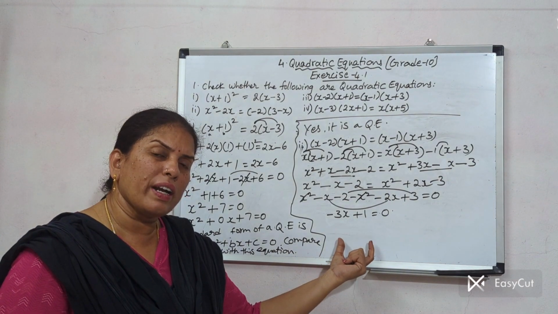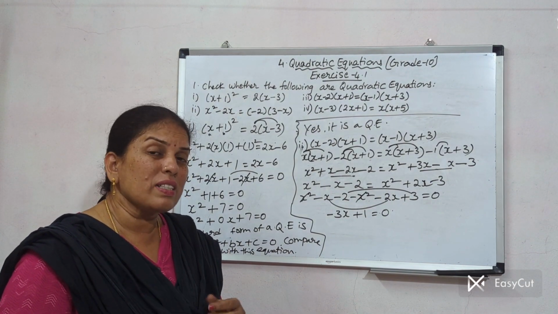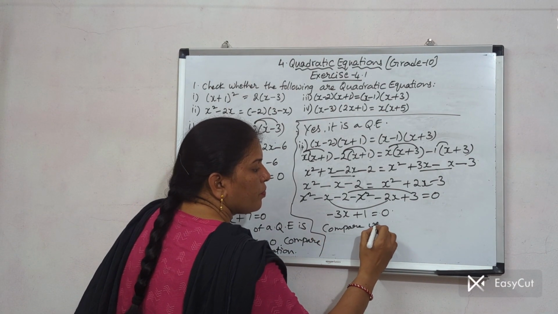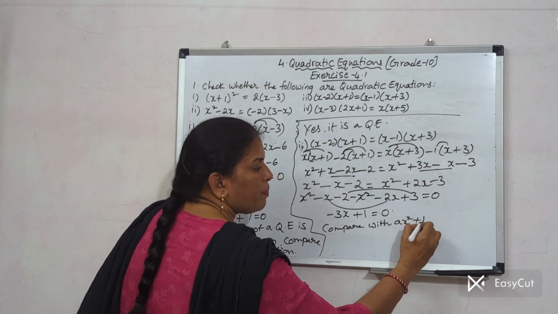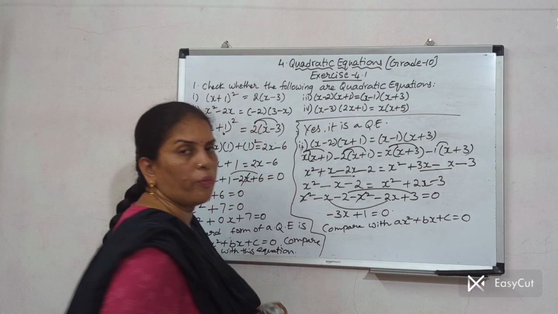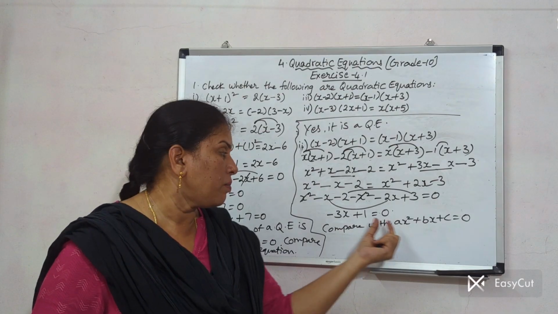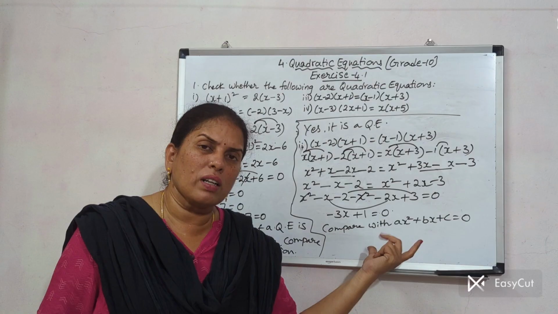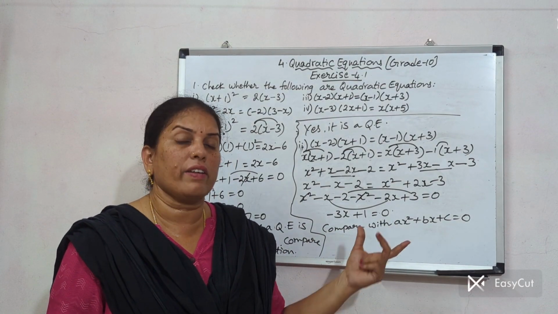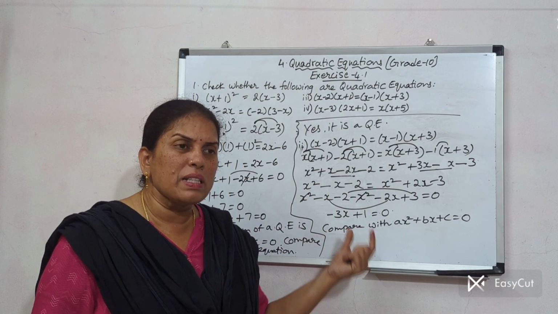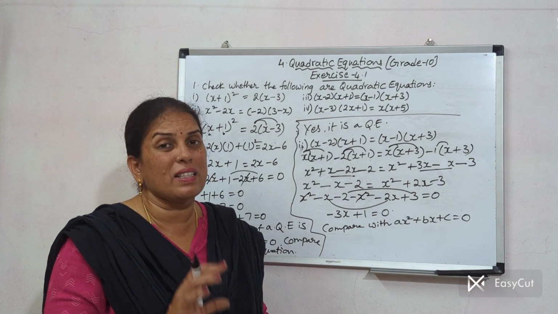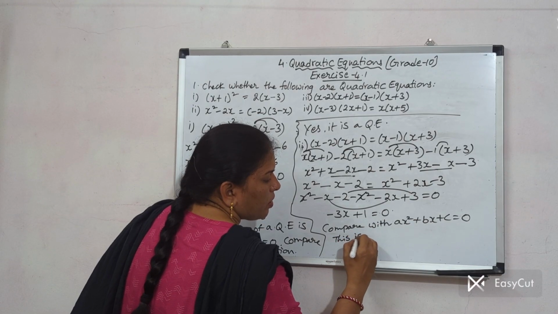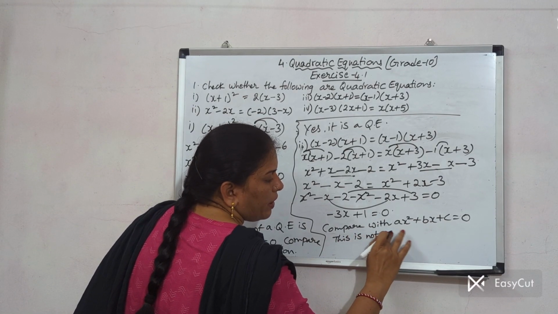We need to check whether this is a quadratic equation or not. I told you, what is the standard form of the quadratic equation? Compare with ax square plus bx plus c equal to 0. What is the first term? Is the x square term there? Not there. Automatically, no need to check all. If the x square term is not there, then it is not a quadratic equation. Why? Because for a quadratic equation, the x square term must be there. That is the main thing. So, this is not a quadratic equation.